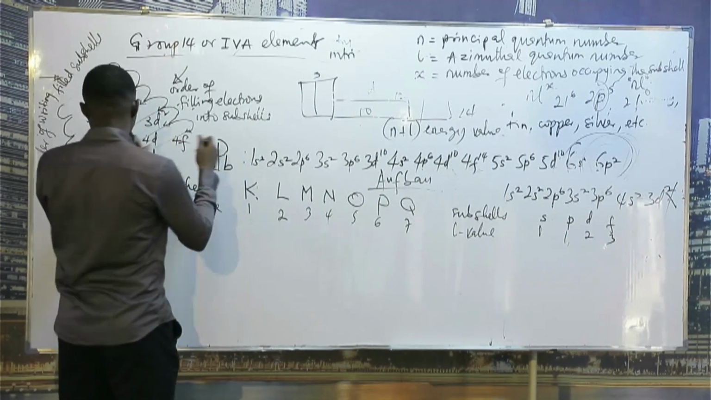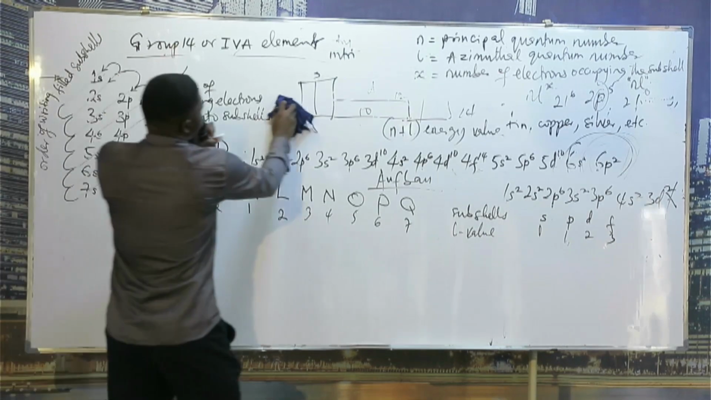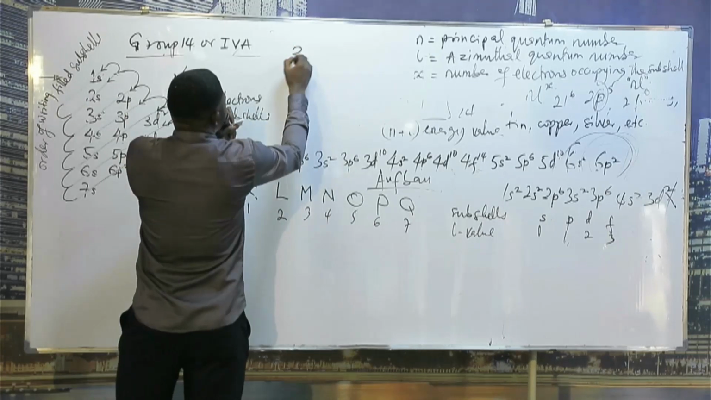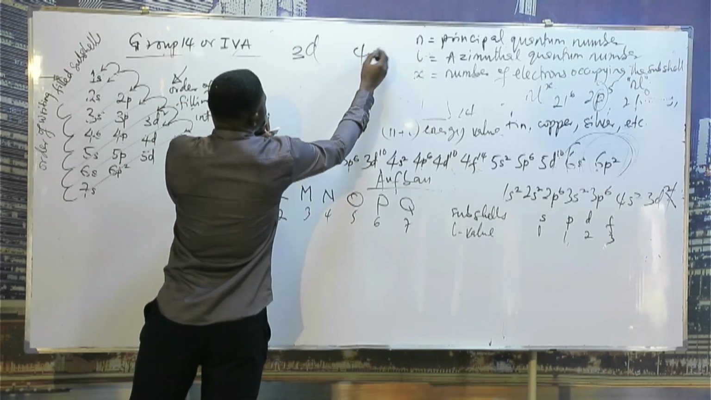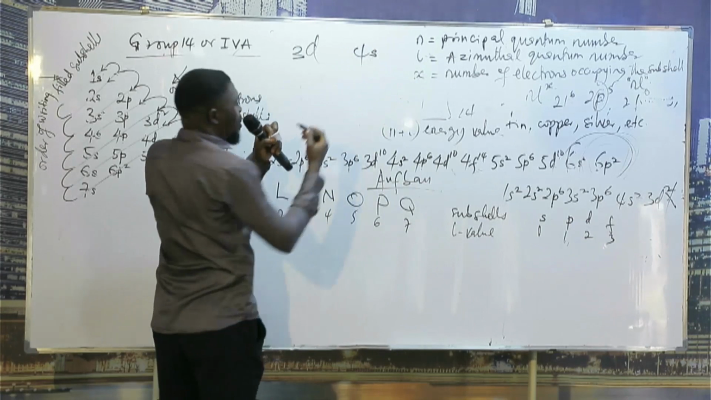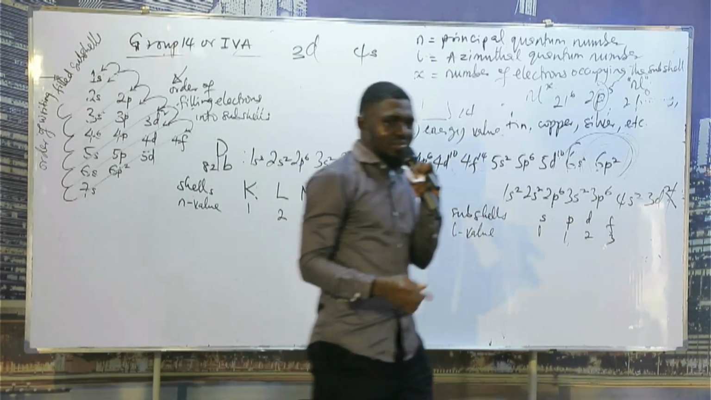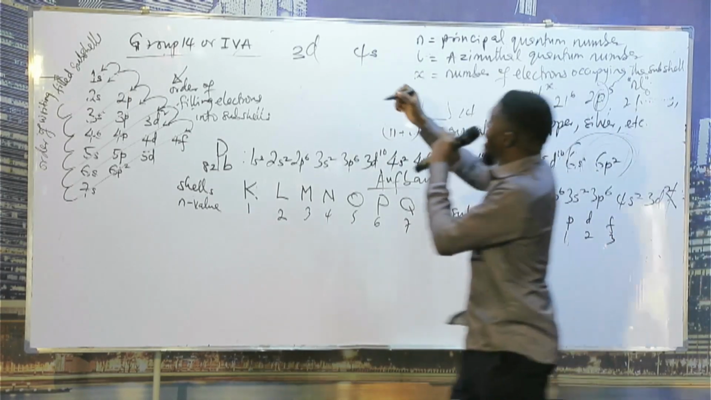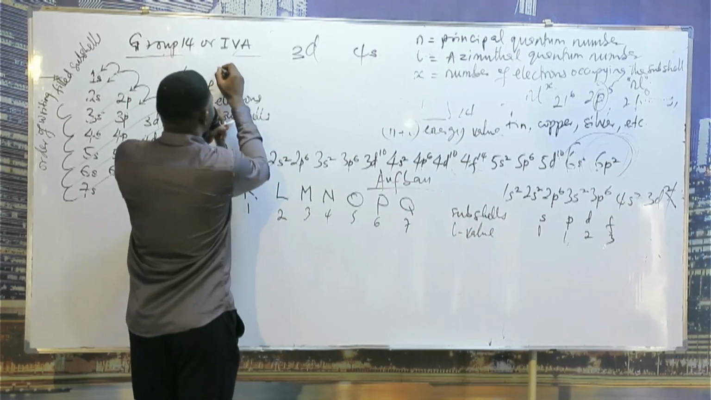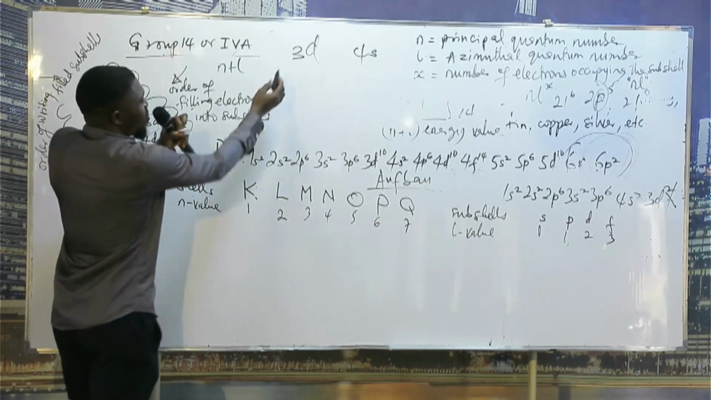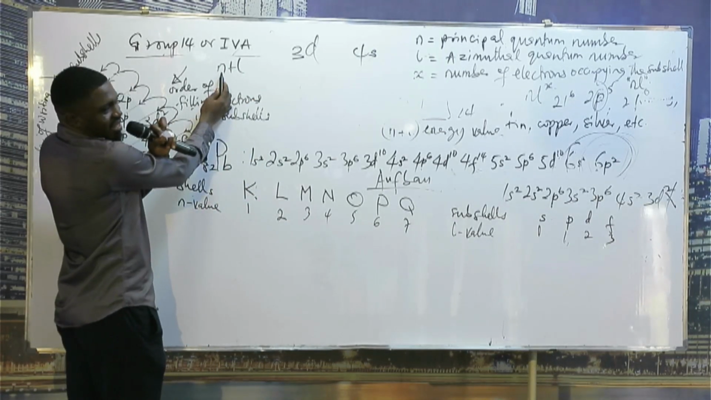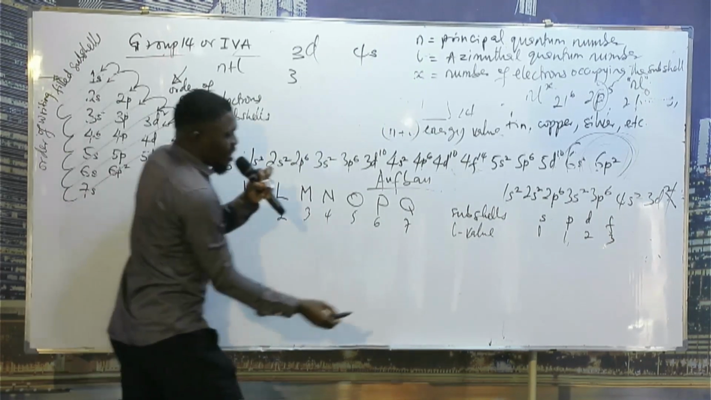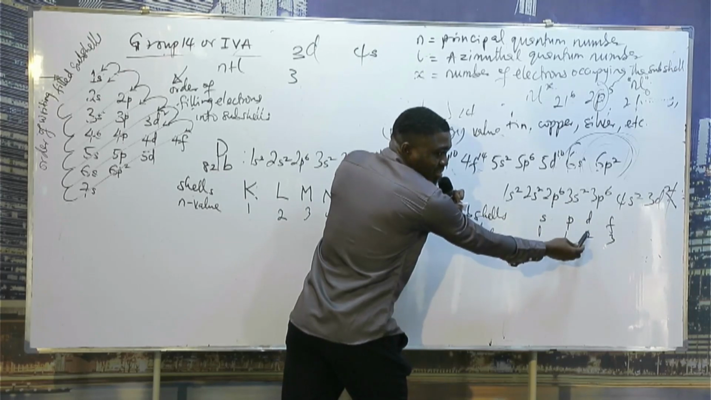Now I want you to look up so that I will clear your doubts. Watch it. I have this one and this one. I want to know the one I should fill first. Listen now so they understand it. I will come here, n plus l. What is n here? 3, right? What is d? Go back here. What does this d represent?